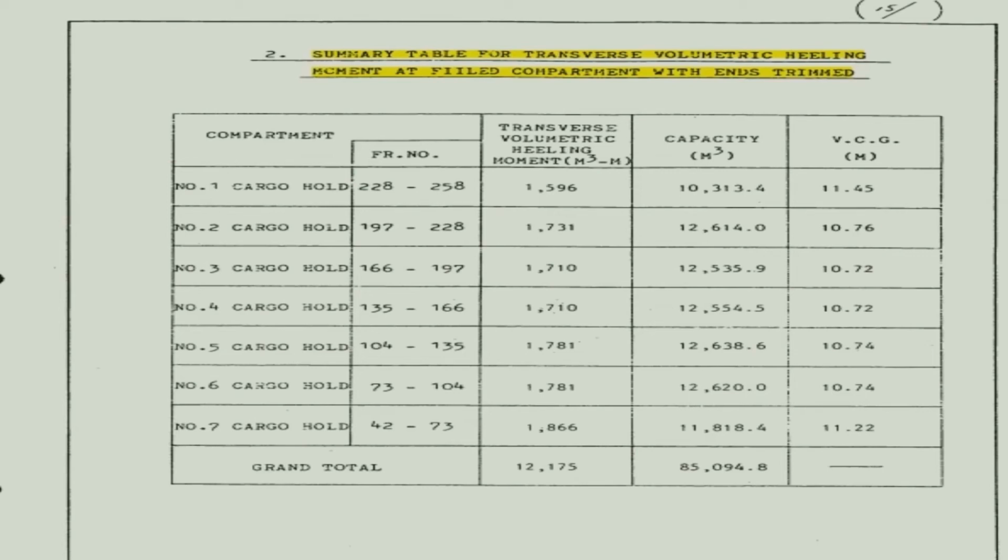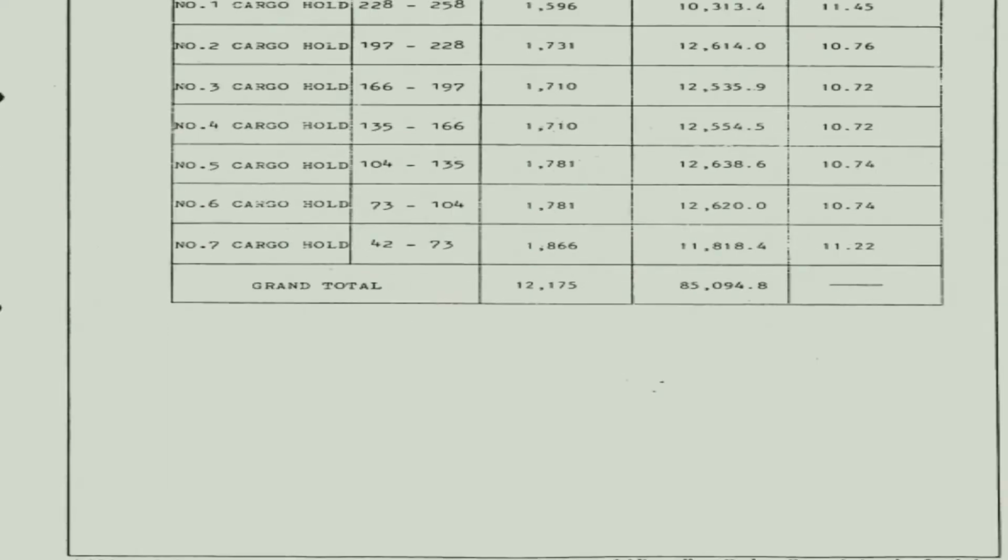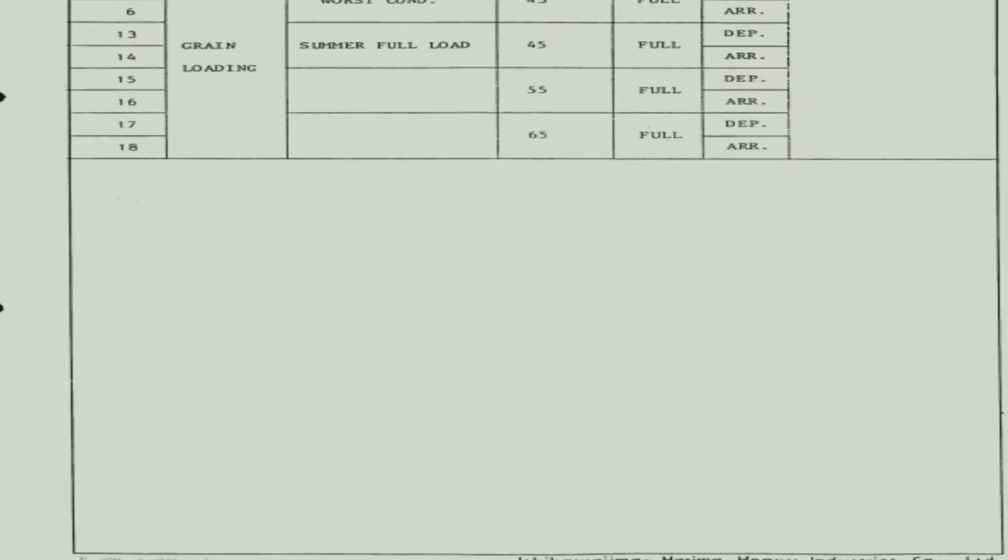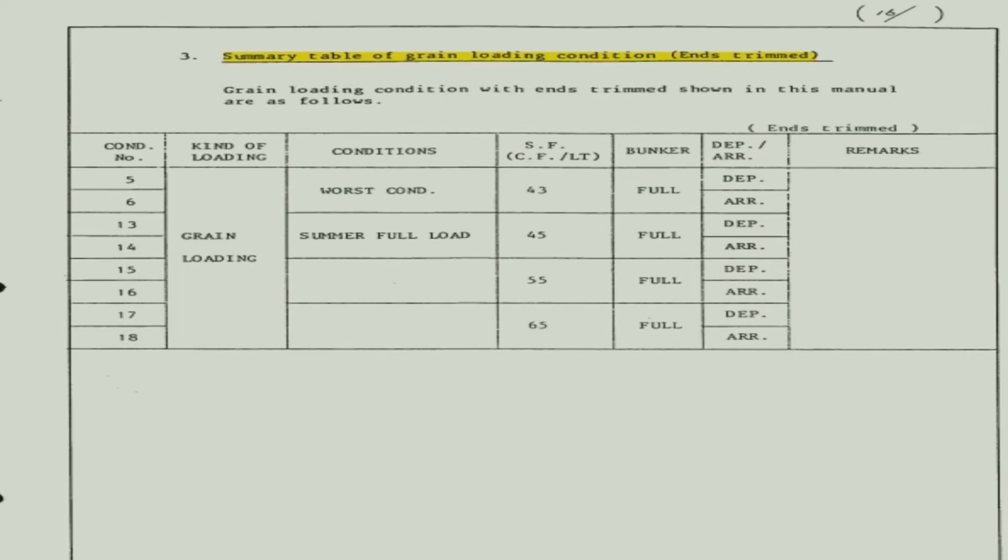Cargo hold number 1, transverse volumetric heeling moment will be 1596. Cargo hold number 2, 1731, and so on. So you can check your hatches, each hatch one by one, depending on your condition. Here, the summary table for grain loading condition, etc.